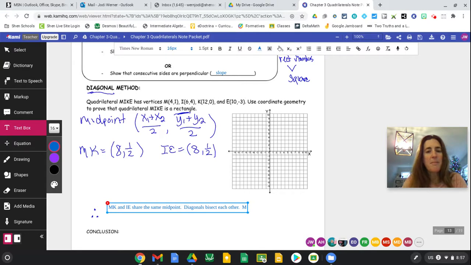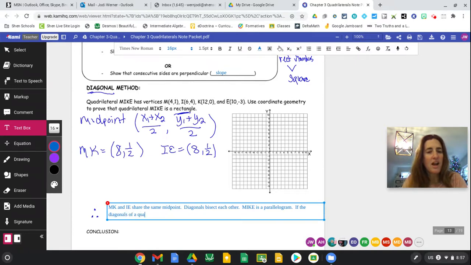So that means that MIKE is a parallelogram, because if the diagonals of a quad bisect each other, then the quad is a parallelogram.